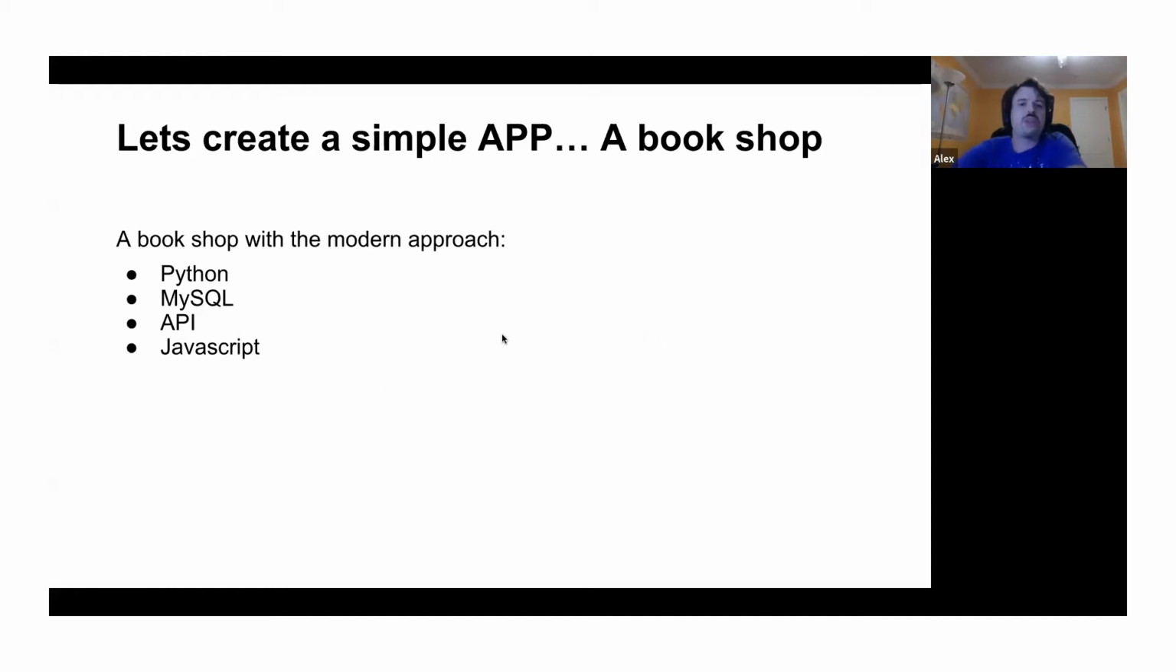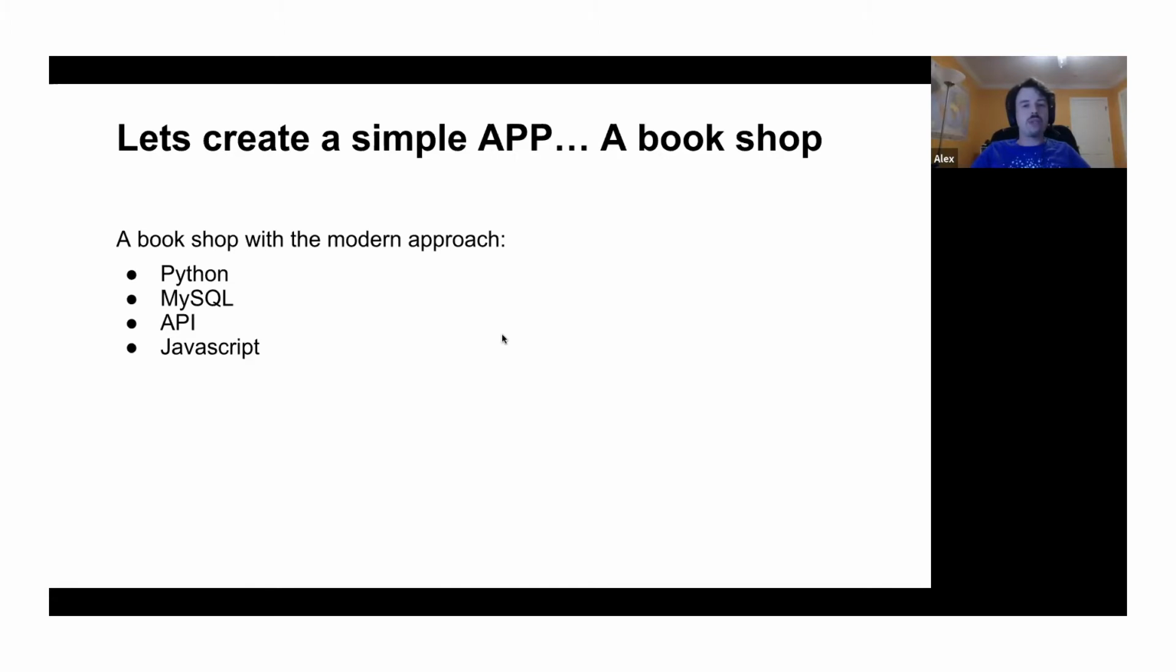So let's start with this. Let's create a simple app. I want to create a bookshop. And I will use the modern approach for this bookshop. Python for our language, MySQL as a database, API, JavaScript. So in this bookshop, I will use JavaScript for the front end, which will call API, which will in turn use Python to access MySQL.